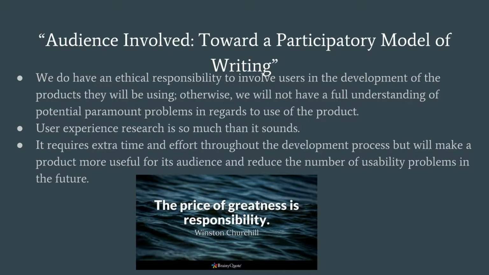Also, with the audience involved model, it definitely is going to require extra time and effort throughout the development process, but will make a product more useful for its audience and definitely reduce the number of usability problems in the future. Therefore, I do believe that the pros outweigh the cons.